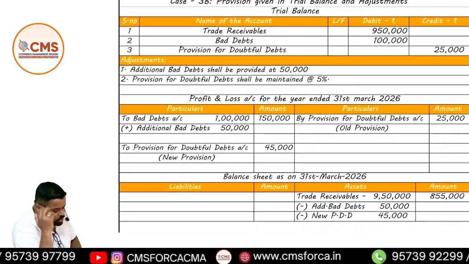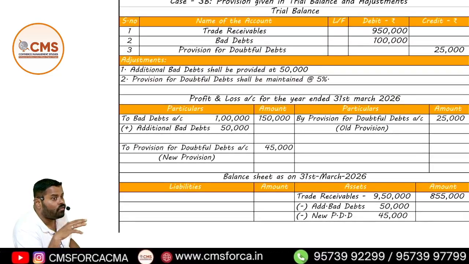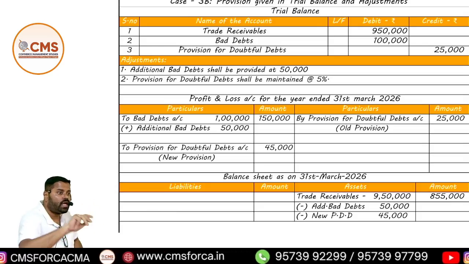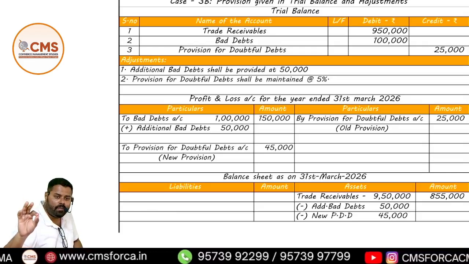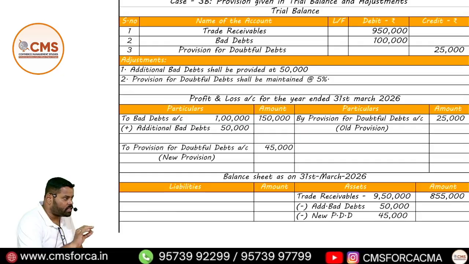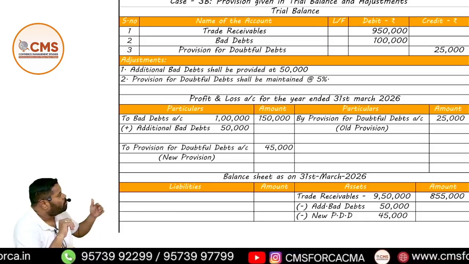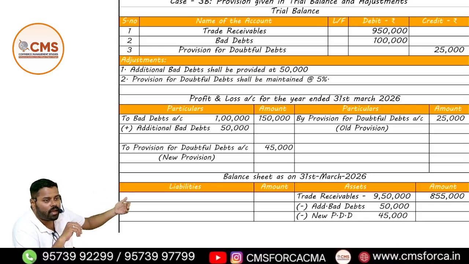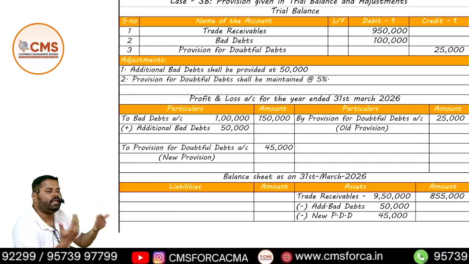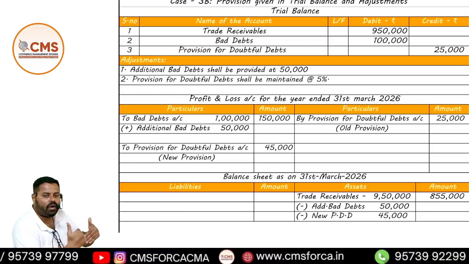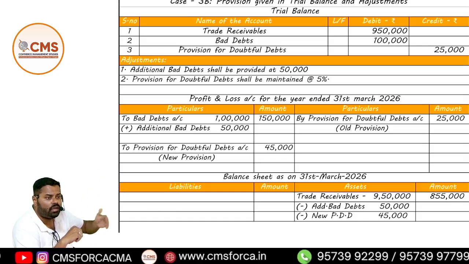Now look at the thing. What is the scenario that you're looking at? We have already done 3 scenarios of bad debts. What are they? Bad debts given in trial balance, bad debts given in adjustments, bad debts given in both trial balance and adjustments. Then 3 scenarios of provision: provision inside the trial balance, provision given as adjustment, provision inside and outside. And we have seen 2 scenarios, provision increasing and provision decreasing.